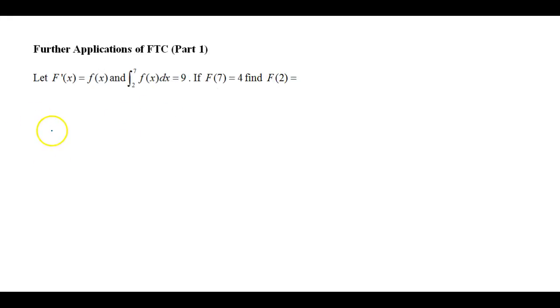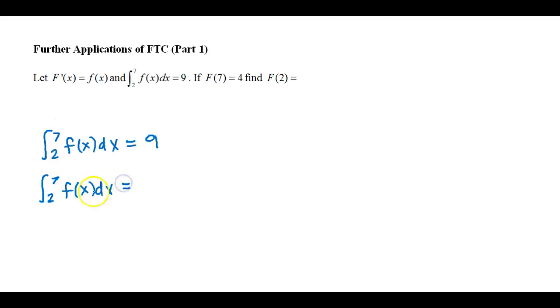So let's start by writing what we know. We know that the integral from 2 to 7 of f of x dx equals 9. But here's what else we know. Remember that I can apply the Fundamental Theorem of Calculus to the integral from 2 to 7 of f of x dx in a general way by saying that this is equal to little f of x's antiderivative, which is big F. So this is the same as big F of 7 minus big F of 2. And this has to equal 9.